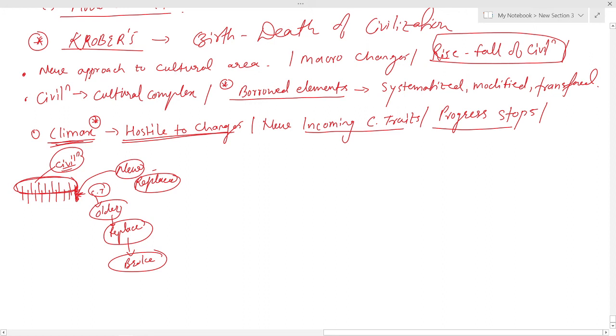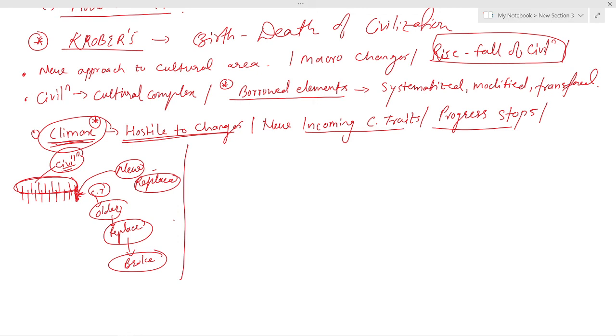But when the civilization reaches its climax, it becomes hostile to changes or new incoming cultural traits, and the culture stops flourishing. Hence, Kroeber says that diffusion is increasingly important for building civilization, and he tried to give a macro level approach which has been substantiated with a number of examples.